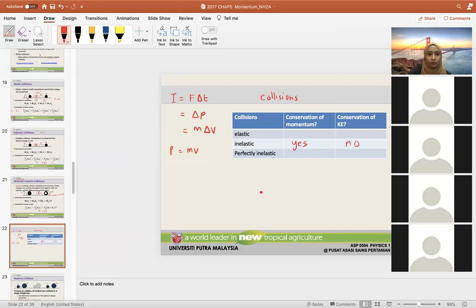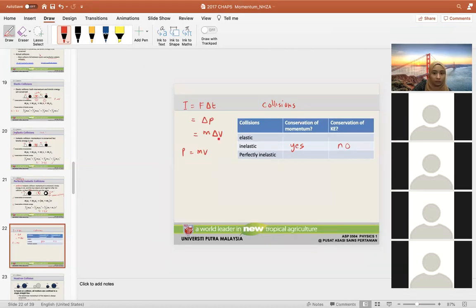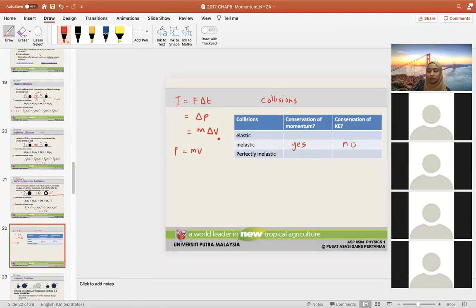Shakirin, where are you? Yeah, I'm here. Perfectly inelastic. Does the conservation of momentum apply? Hello? Yes, no? I can't hear anything. Shakirin, are you there? Or is Shakirin's connection bad?